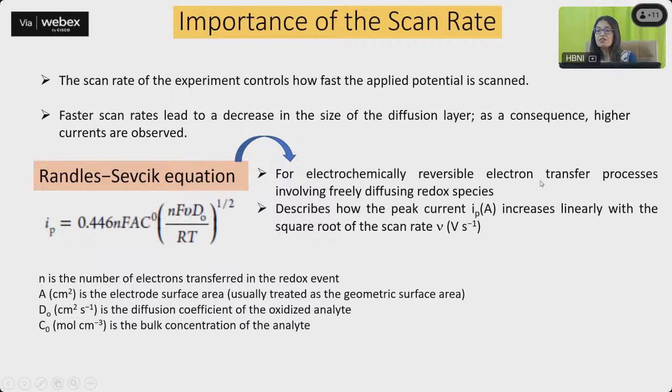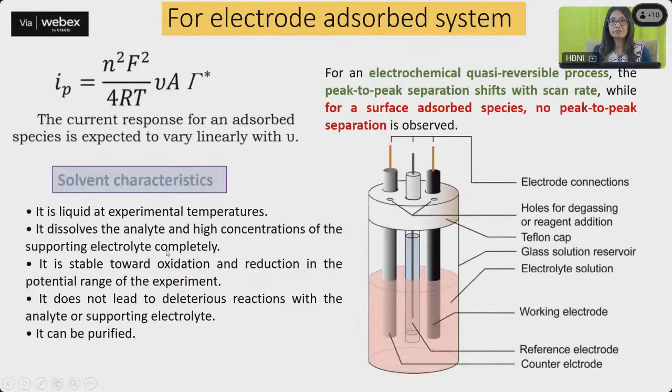For an electrochemically reversible electron transfer process which involves freely diffusing redox species, you have this particular equation, and this describes how the peak current, this is Ipa, increases linearly with the square root of the scan rate, which is nu, in volts per second. All these other factors are explained over here: n is the number of electrons transferred, and A is the electrode surface area, the geometric surface area. D is the diffusion coefficient, and C is the bulk concentration of the analyte. So with this, you can find out what the peak current is going to be.